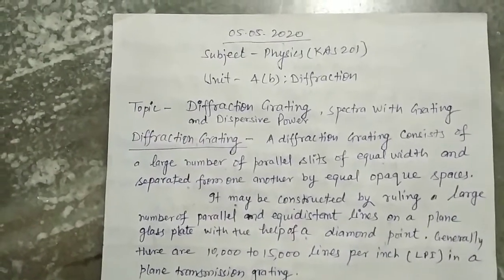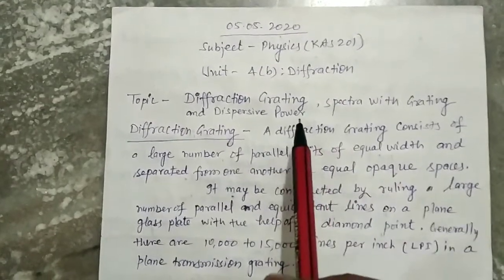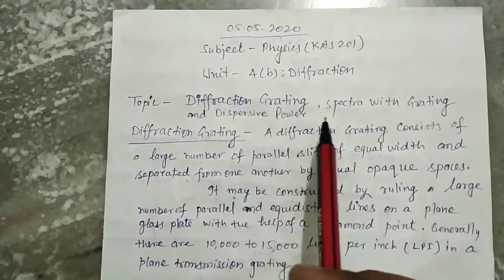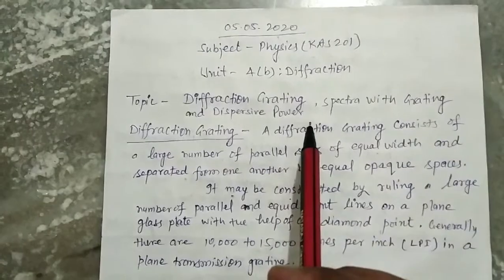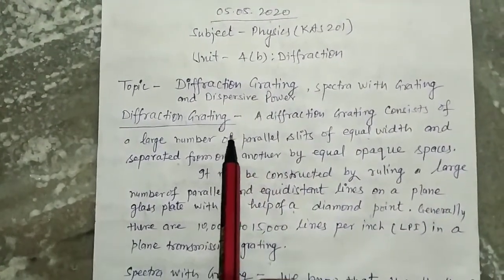Dear students, today we are going to discuss three small topics: diffraction grating, spectra with grating, and dispersive power. First, we take diffraction grating.